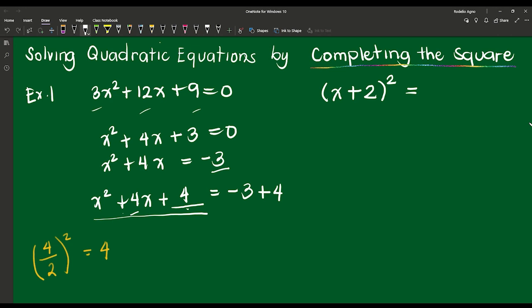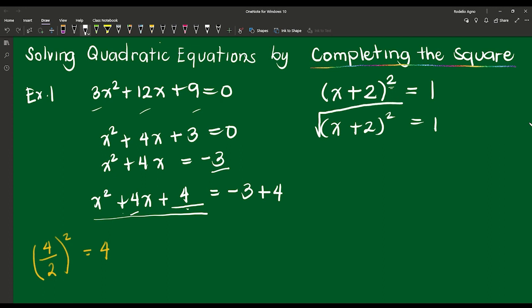Equals negative 3 plus 4, positive 1. And then, makikita ninyo, eto, x plus 2 squared equals 1. To eliminate itong ating exponent na to, we will get the square root of both sides of the equation. Square root property pa din. So, get the square root.